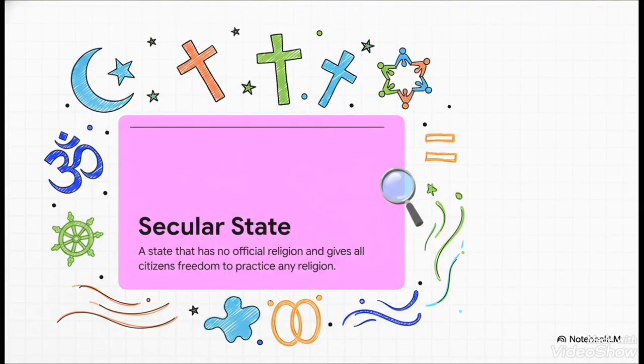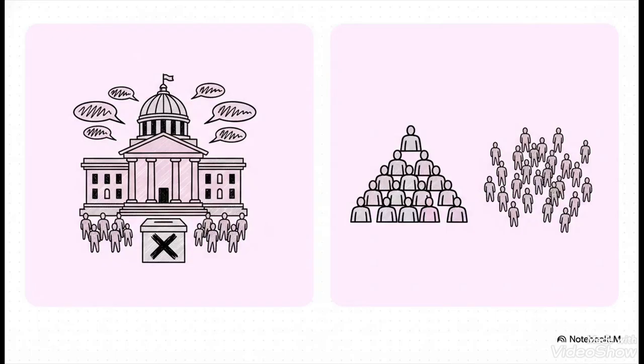Question 15 asks for a 2-mark definition of a secular state. Again, a really clear, comprehensive sentence is what you're aiming for. It's basically a state that doesn't have an official religion. And, just as important, it gives every single citizen the freedom to practice whatever religion they want. That's the core idea.